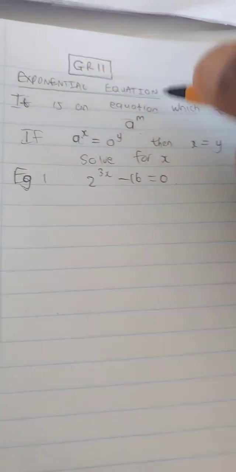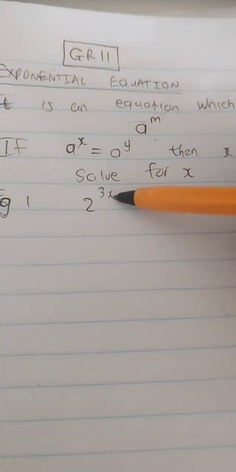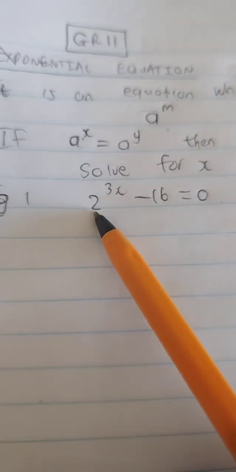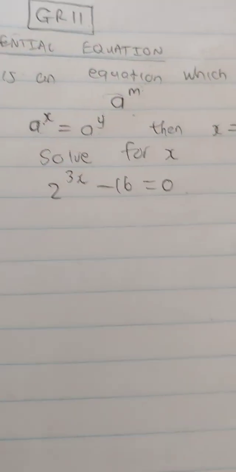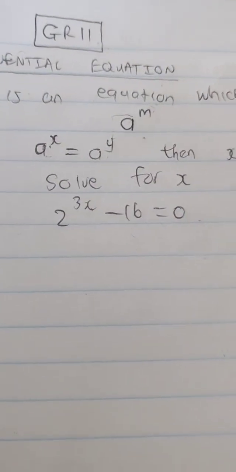Goes without saying. So let's just say we had 2 to the power 3x minus 16 is equal to 0. And we are basically being asked to solve for x. So you guys will remember, what did we say? We said an exponential equation is an equation in which the variable is the exponent. So here we go, guys. We have a variable that is an exponent. So this is 2 to the power 3x minus 16 is equal to 0. So how do I proceed? Chat, help me out in the comment section. How do I start?